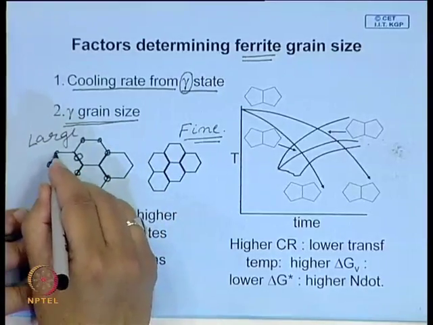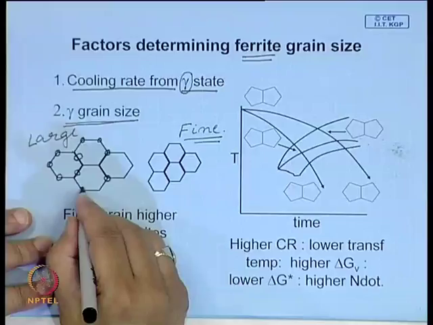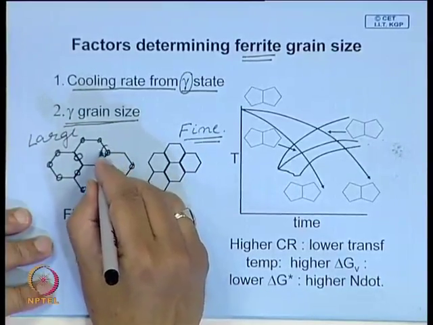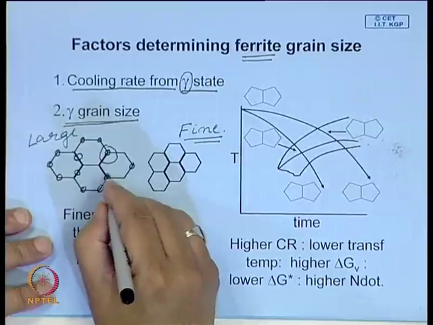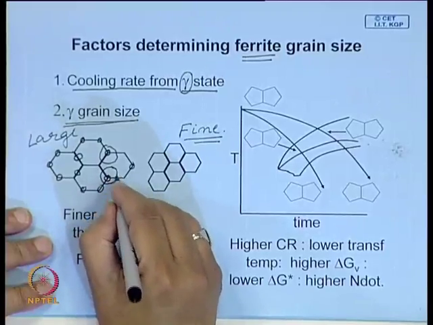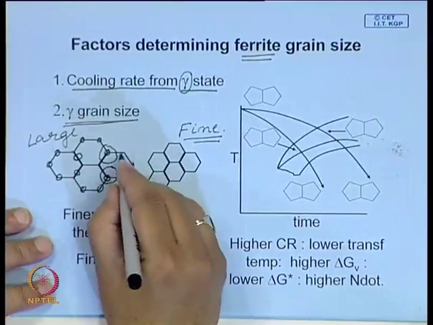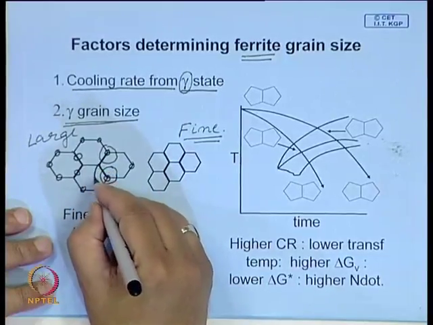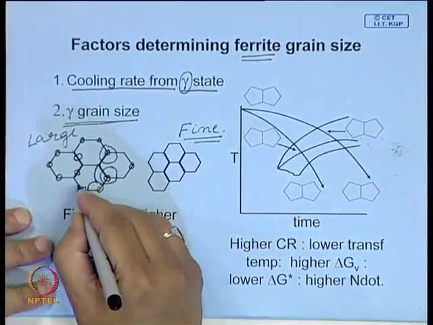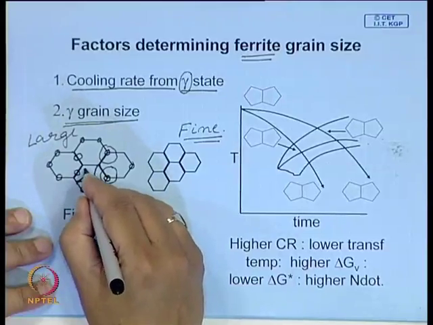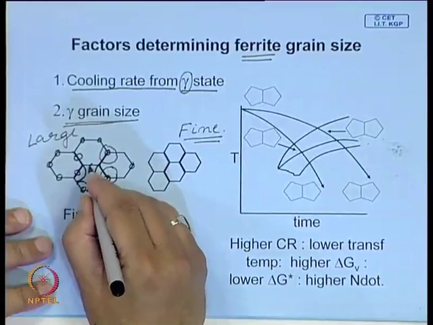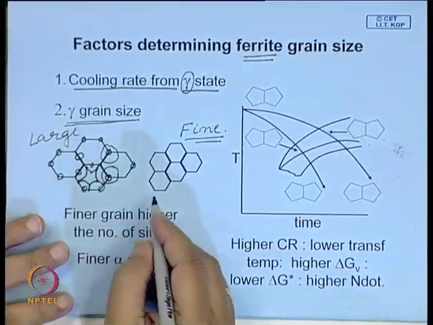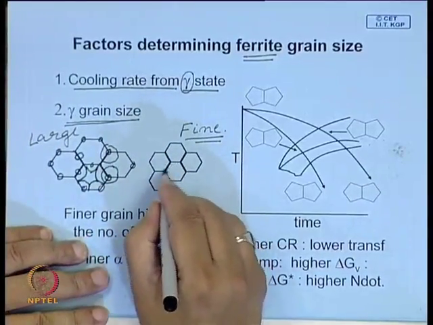So, these grains will form, and they will try to grow, and with time they will grow. And so, you can clearly see when these grow, ultimately they will impinge, and you may get, say, a grain here, this will be the ferrite grain, another grain going something like this. Now, imagine the same thing here. Here the grain size is finer.